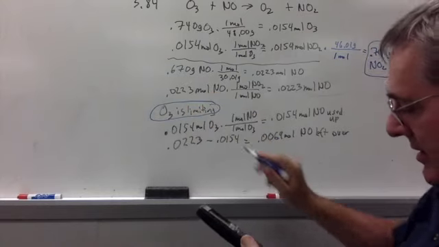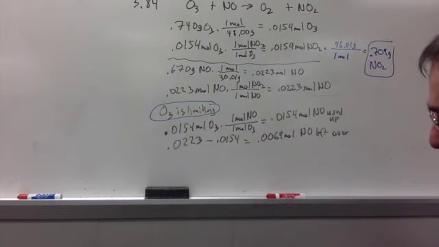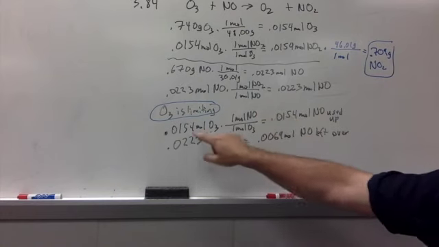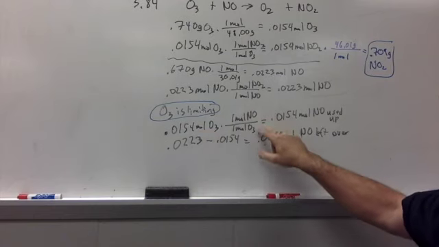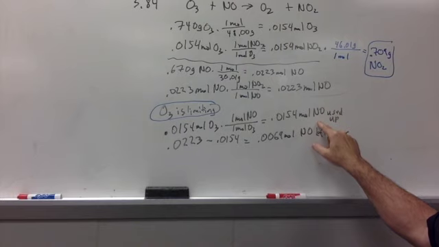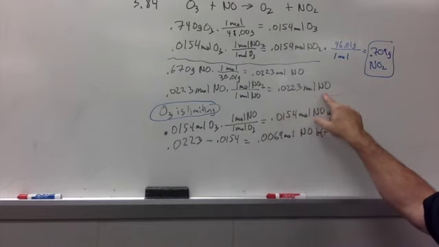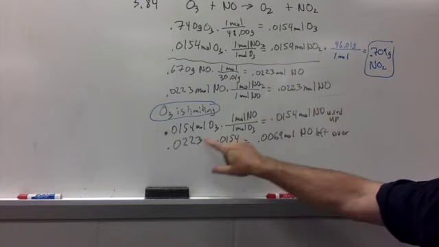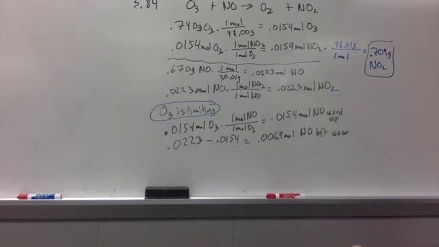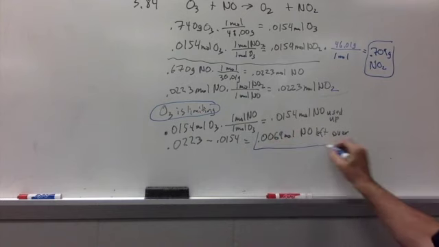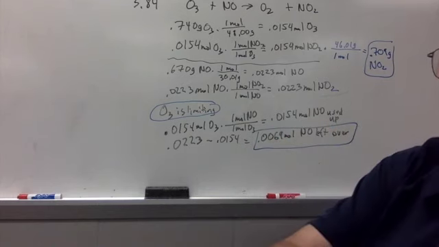O3 is limiting. Now finally, the third part of the question, calculate the number of moles of excess reactant left over. The excess reactant is the NO, the nitrogen monoxide. I know I'm going to use up all my O3, so 0.0154 moles of O3 times 1 over 1 is 0.0154 moles of NO used up. I started with 0.0223 moles of NO, so 0.0223 minus 0.0154 is 0.0069 moles of NO left over. So that's all 3 parts of 3.84.